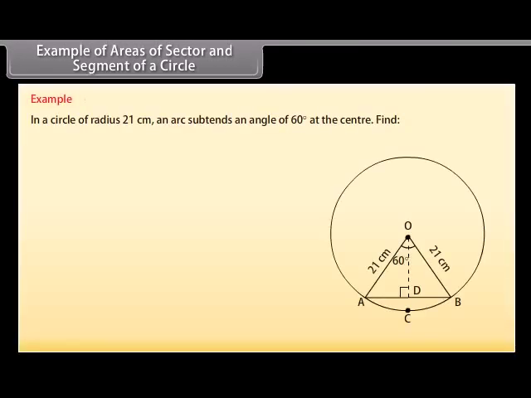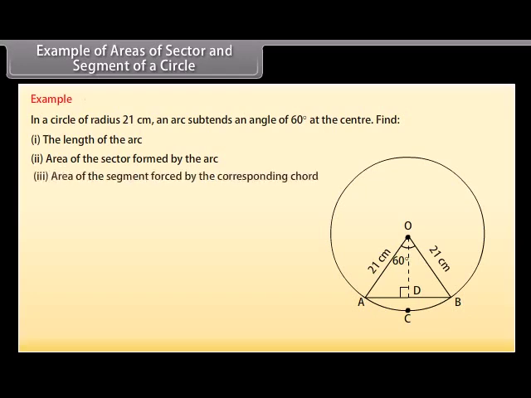Example. In a circle of radius 21 centimeter, an arc subtends an angle of 60 degree at the center. Find 1. The length of the arc. 2. Area of the sector formed by the arc. 3. Area of the segment formed by the corresponding chord. Use pi as 22 upon 7. Solution.